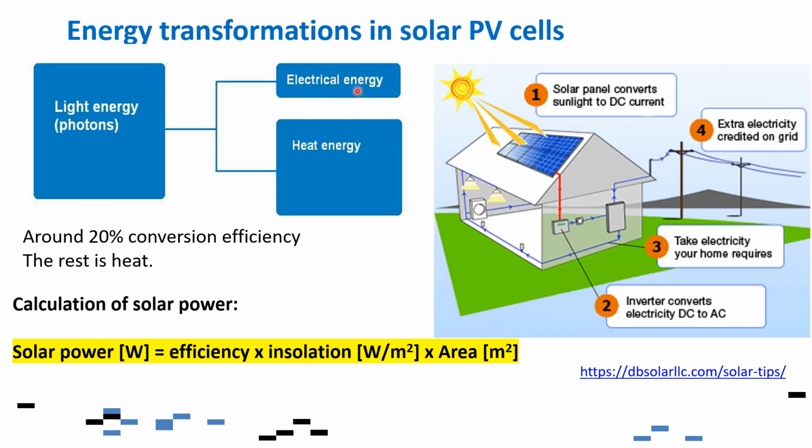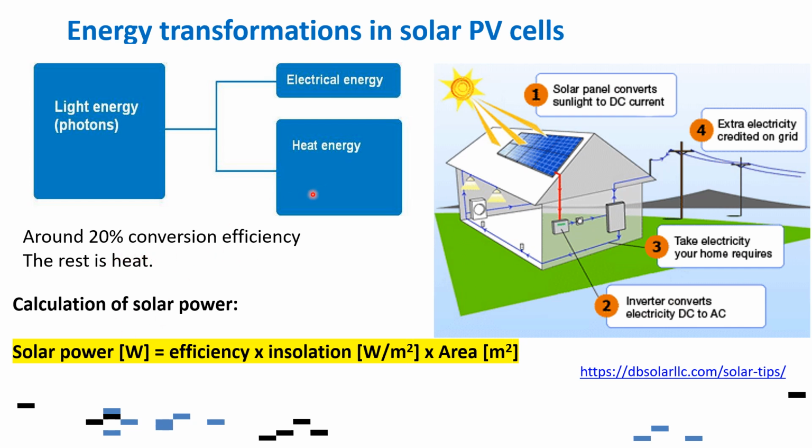So for the electrical energy conversion, it's only around 16 to 25% in most cases. On average, we have 20% conversion. So from light, if you have 100% here, only 20% is actually converted into electricity. So this is a 20% efficiency.